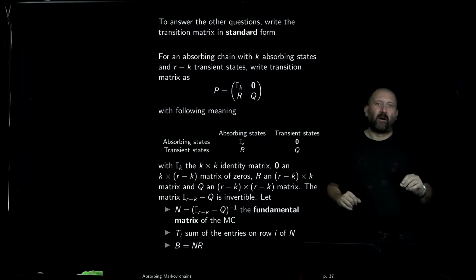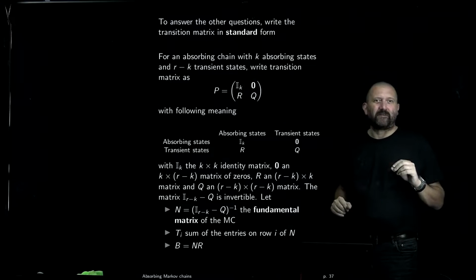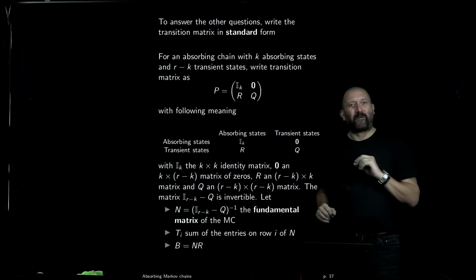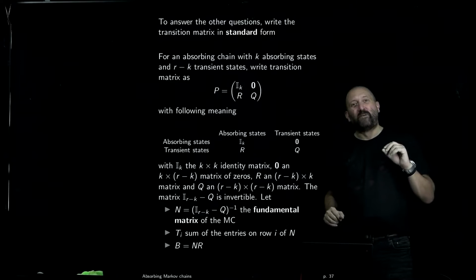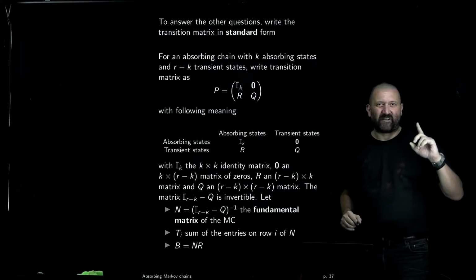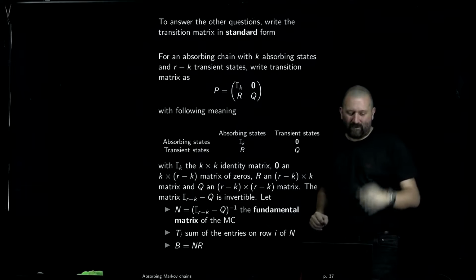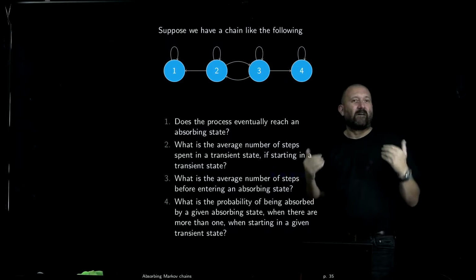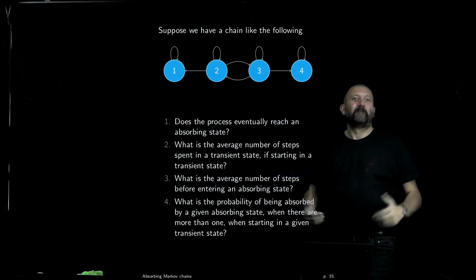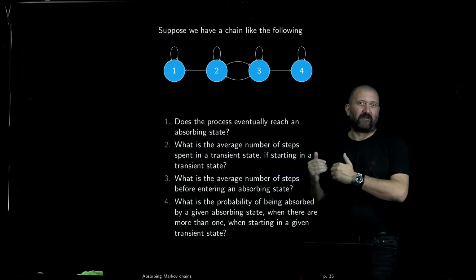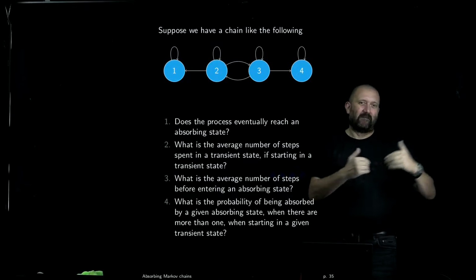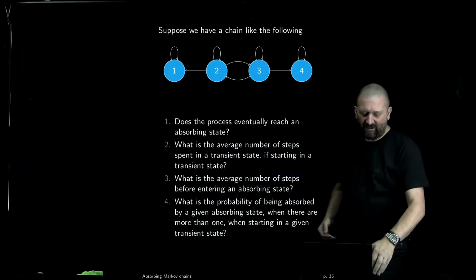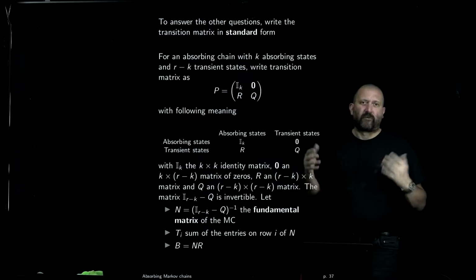For the other questions, we look at the matrix in what we call the standard form. And the standard form should remind you of what happened when I was talking about reducible matrices, because this is exactly what this means. A Markov chain is absorbing if the graph is not strongly connected. This means that the associated transition matrix is reducible.